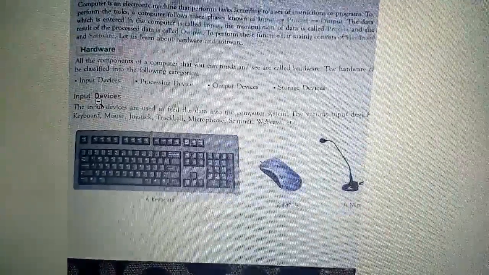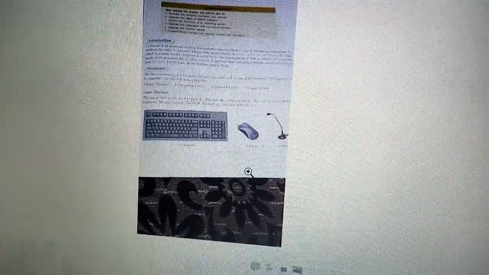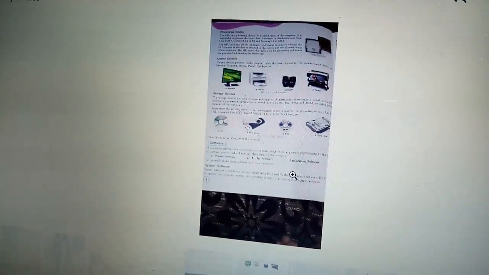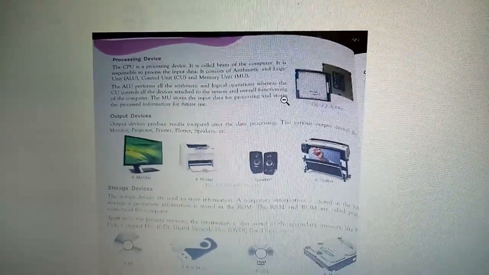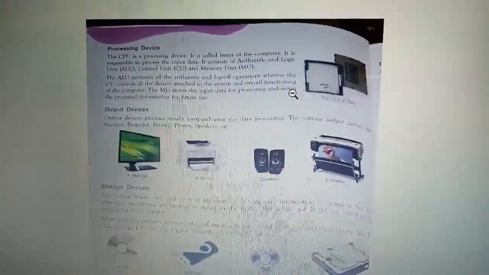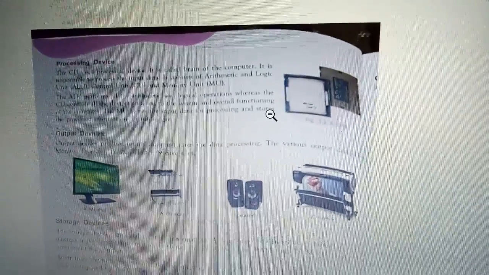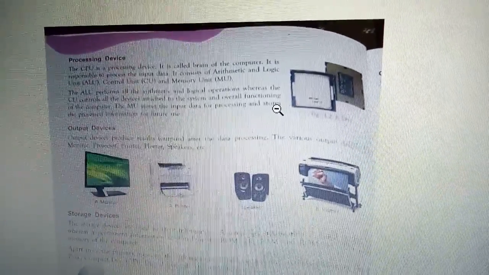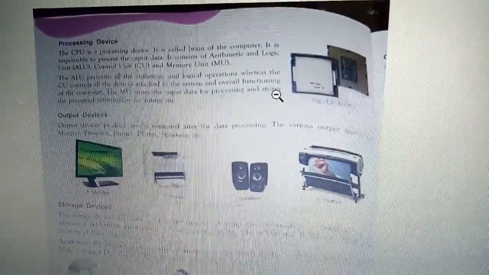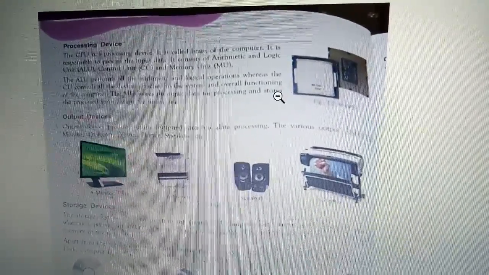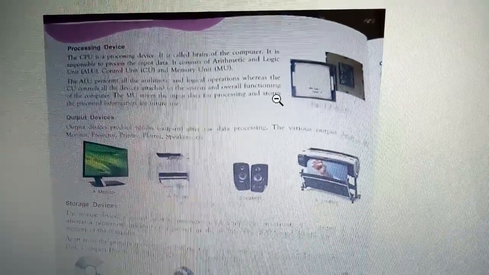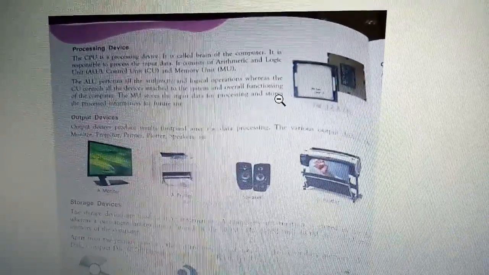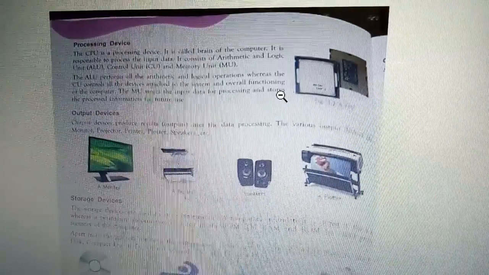Now the next one is the processing device. Now we'll read about the processing device. Just look in your books, students. As you know, the picture is not so clear, sorry for this, but you can read it from your books. The CPU is a processing device. It is called the brain of the computer.